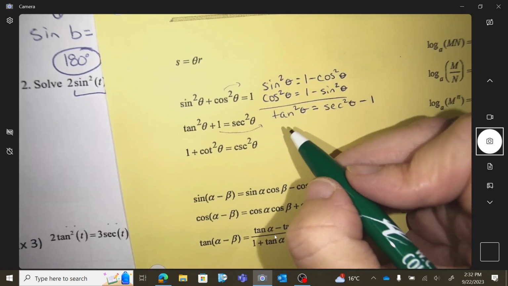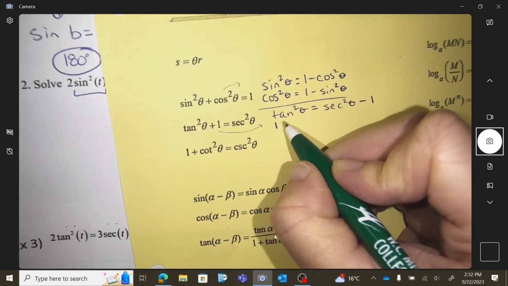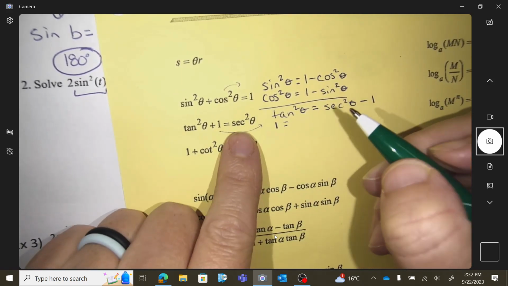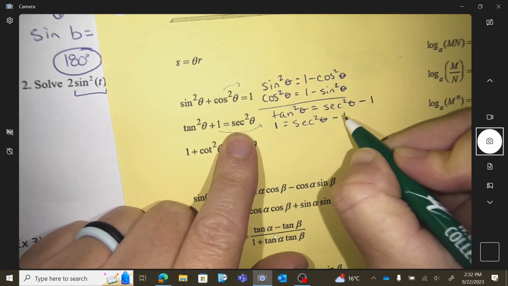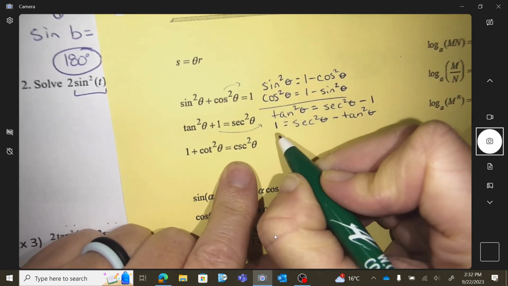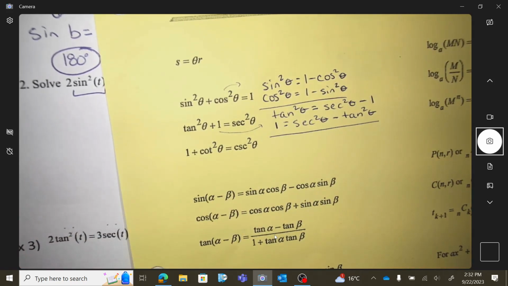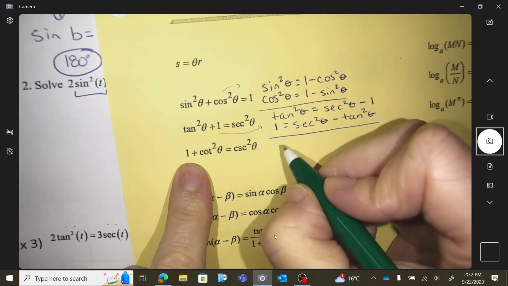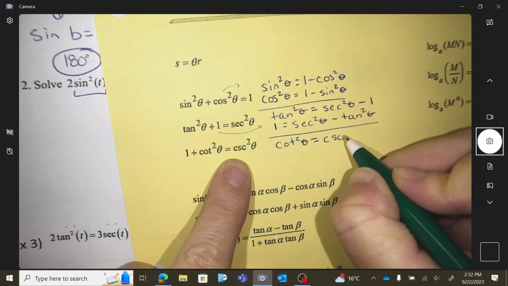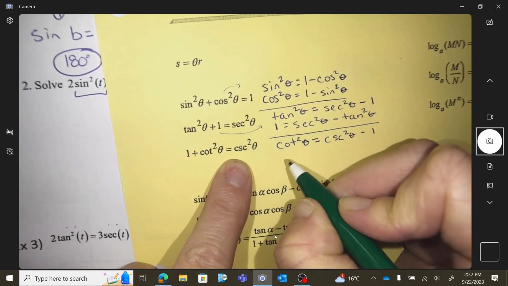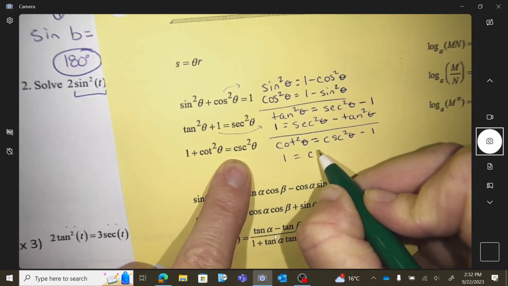And the other version would be if I wanted 1 alone. 1 could be secant squared theta minus tan squared theta. Does this make sense that every single equation kind of has 3 variations if you want to isolate? And then in the last one, if I wanted cotangent squared alone, and if I wanted 1 alone.